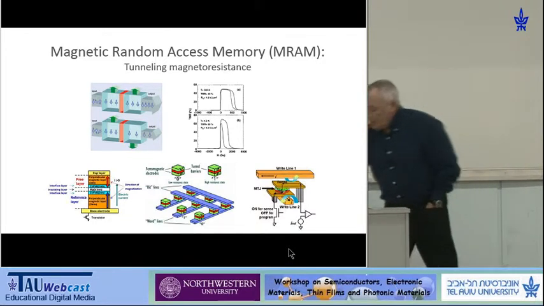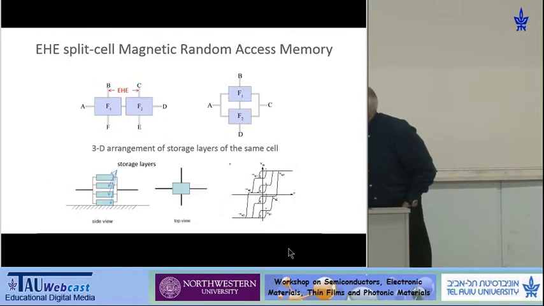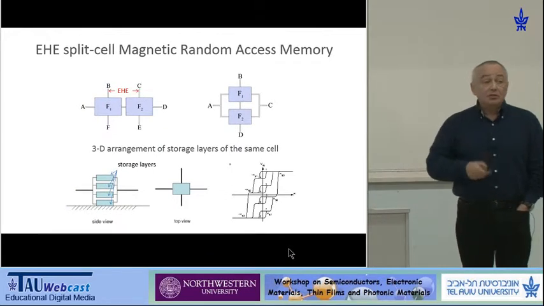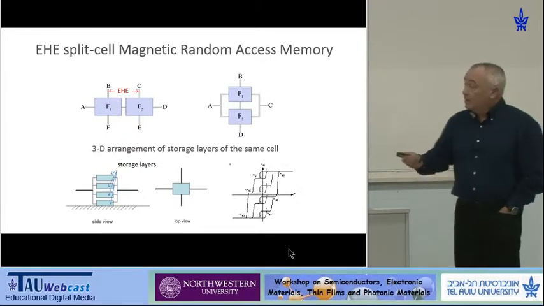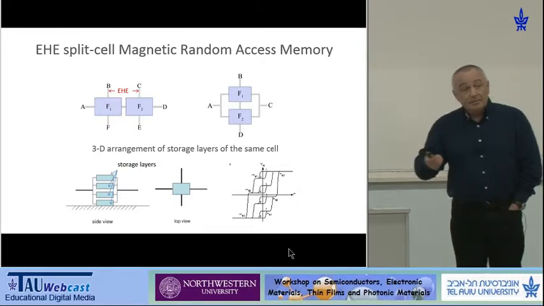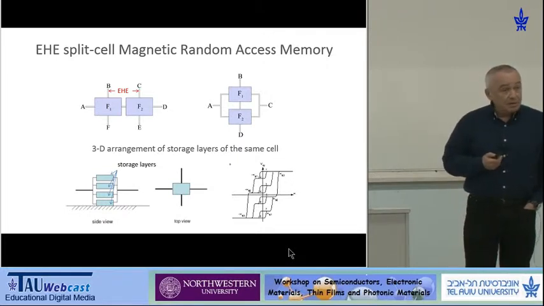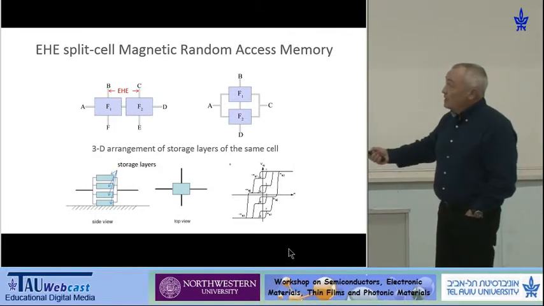Okay? So what we try to do is to make an entirely different approach to this problem, and just to use the extraordinary Hall effect. And moreover, we try to build the, let's say, three-dimensional extraordinary magnetic random access memory based on extraordinary Hall effect. And the idea is very simple.